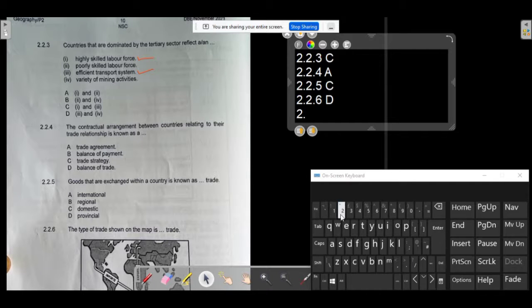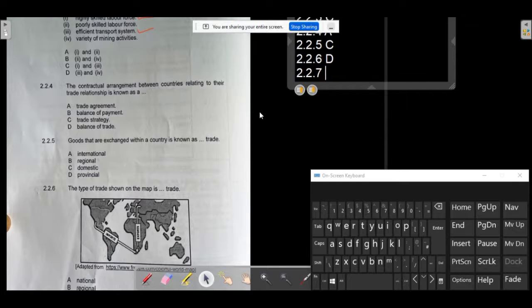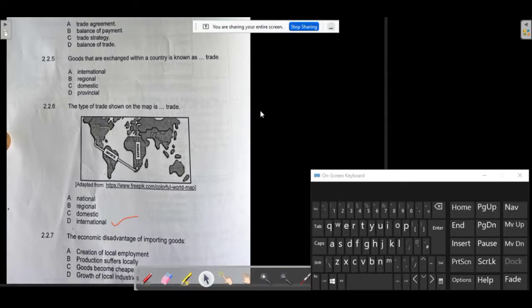Then move on to 2.2.7. Guys, I'm really sorry about the mic. That's why I've been absent. I'm trying to upgrade my equipment because it's just not working. So I just hope that I will be able to get better equipment because it's really, really bad. I'm really sorry about that.